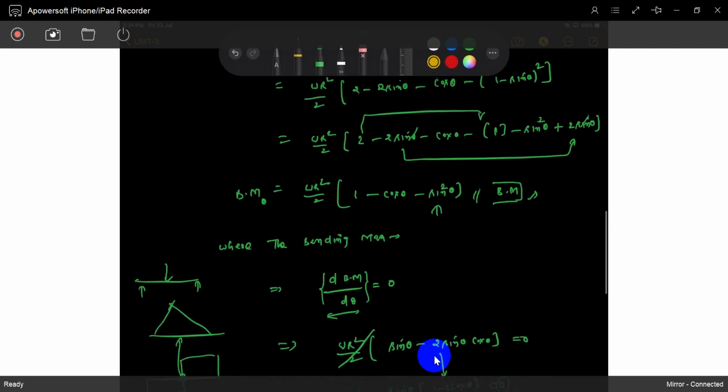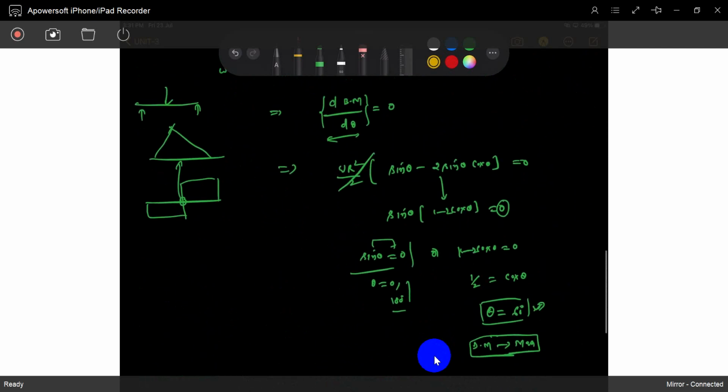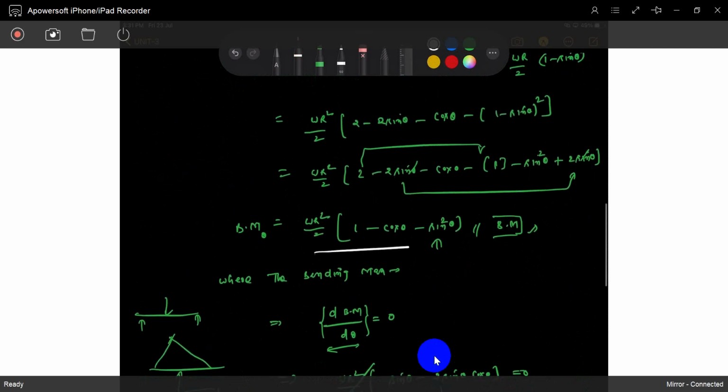So what is that maximum bending moment? I am again asking what is that maximum bending moment. So again you can do that. So this is a bending moment, na? Put theta is 60. What is that value? W r square by 2, 1 minus cos 60, 1 by 2, sin 60, root 3 by 2. So square. How much will you get? You will get W r square by 8. Understood? W r square by 8.